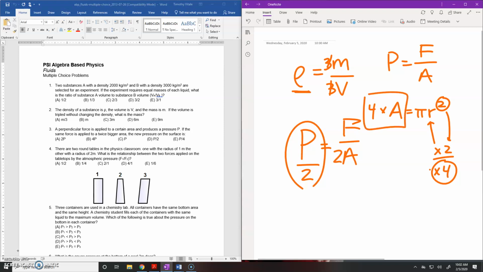So if the area is multiplied by 4, and the force remains the same, then that means the pressure is a fourth of that. So if the same force is applied to a twice bigger area, the new pressure on the surface is quartered. So P over 4, which is E.